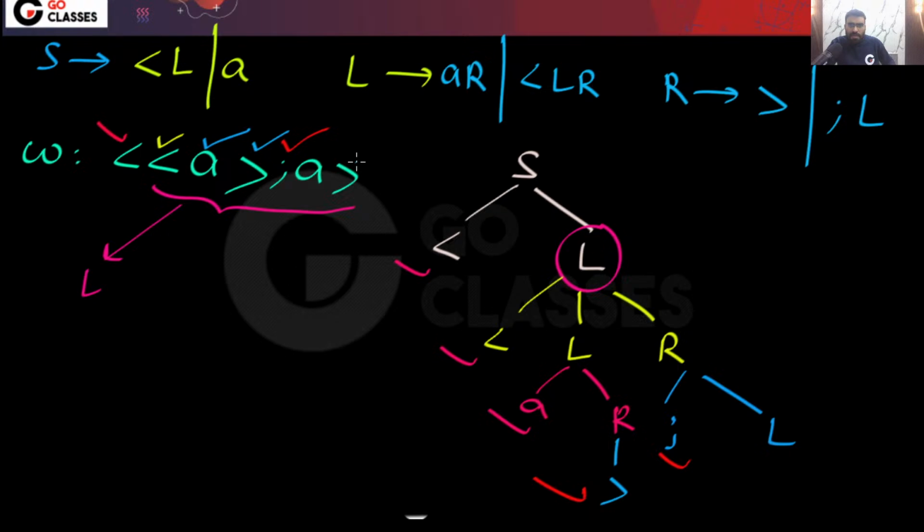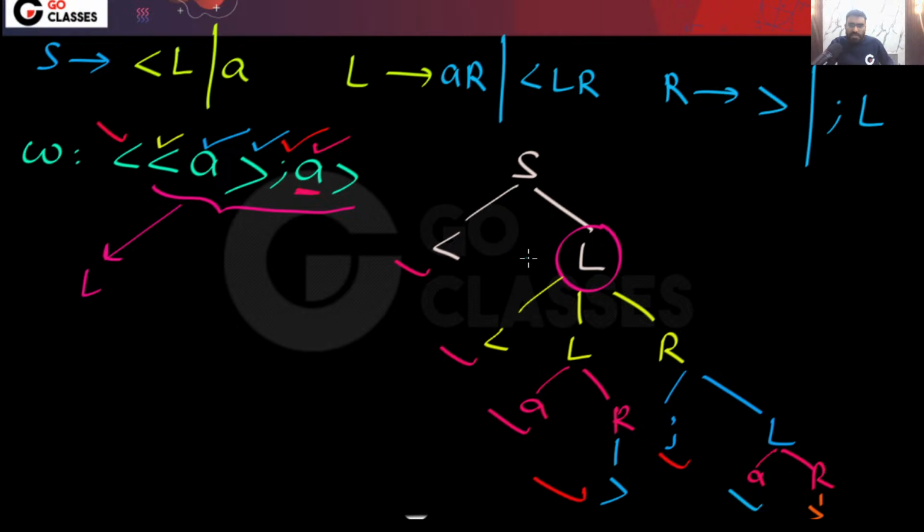Now with the help of this L, I need to create a greater. So you can see I want the next symbol, that is a. So I will use this production. This L I will replace with AR. Now I got this A also. Finally, I need this greater symbol, so R I will replace with the greater symbol.